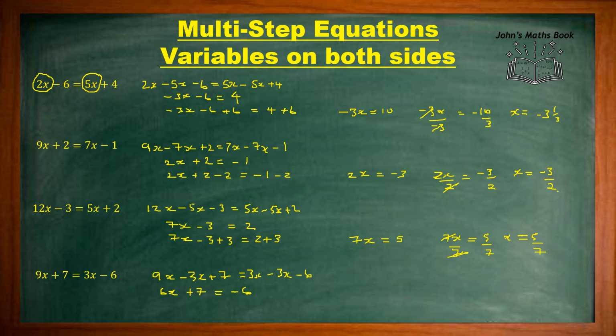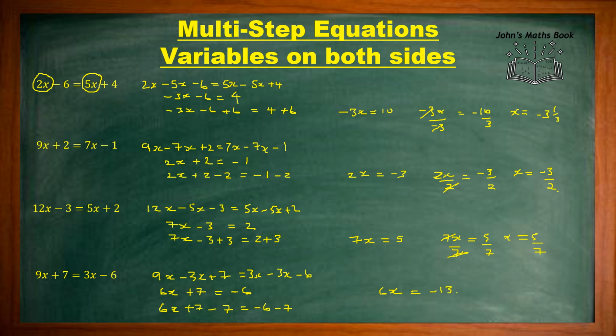Now let's isolate the 6x on the left-hand side. To do that, we need to subtract 7 from both sides of the equation. So 6x plus 7 minus 7 is equal to minus 6 minus 7. Writing that and simplifying it again gives 6x. Plus 7 minus 7 is 0. So 6x is equal to minus 6 minus 7, which is minus 13.